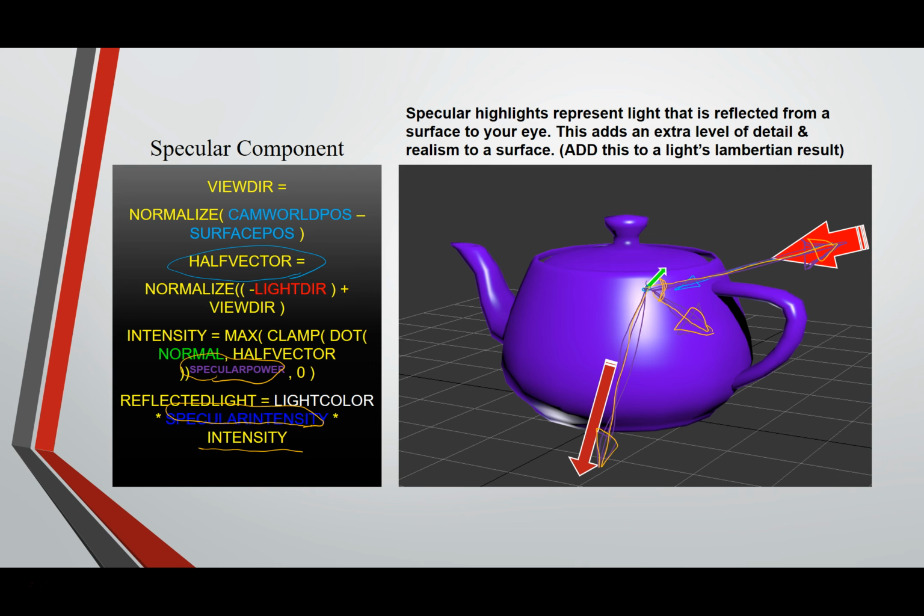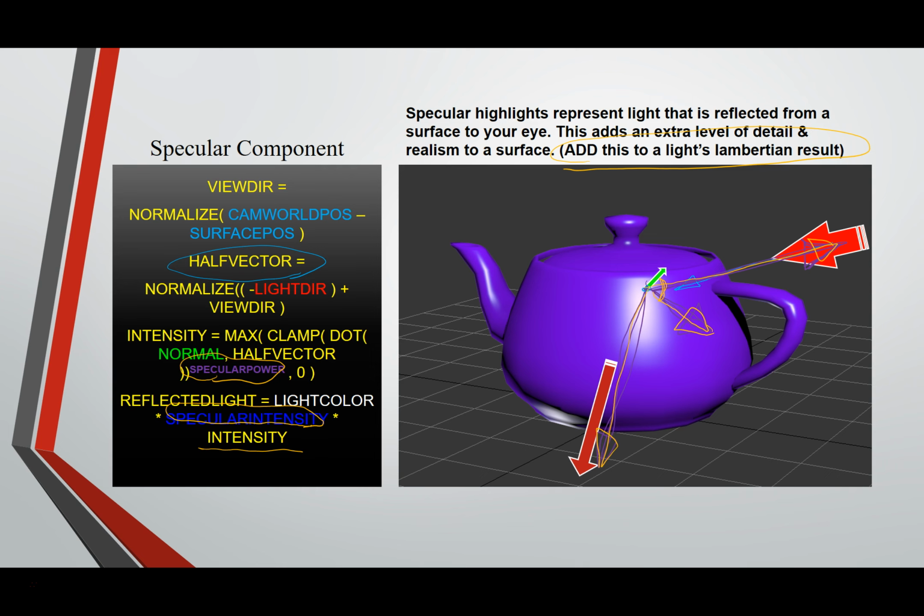All right. So you see this reflected light, that's the final result. Remember, this is something you want to add to your Lambertian result. This is an additional light. So don't replace your Lambert term with this, add this to your Lambert term. And what that means, of course, is you're going to need a way to add these two colors together. So keep that in mind. You probably want to write a color add function or something like that, a combine function.